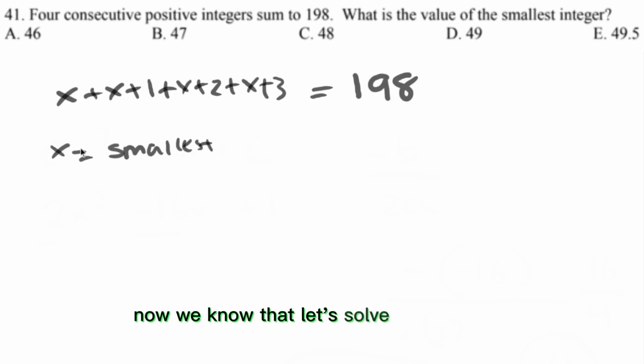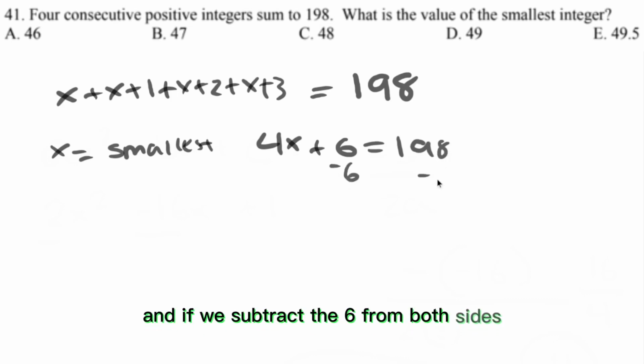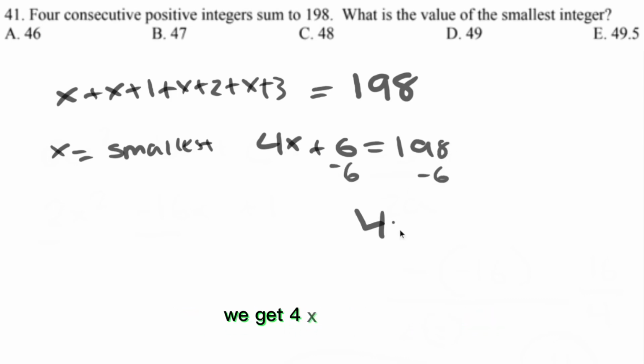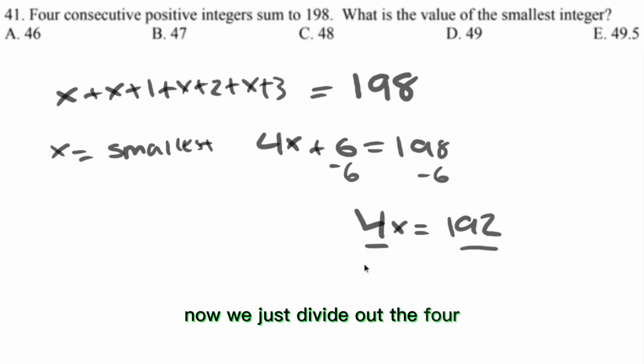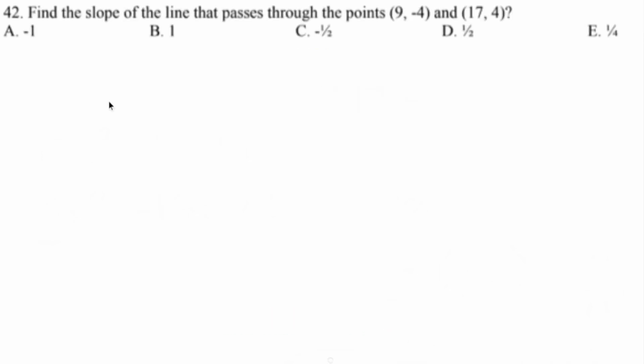Now that we know that, let's solve this equation. So this all simplifies to 4x plus 6 equals 198. And if we subtract the 6 from both sides, we get 4x equals 192. Now we just divide out the 4, and we get x equals 48. And that's your answer.